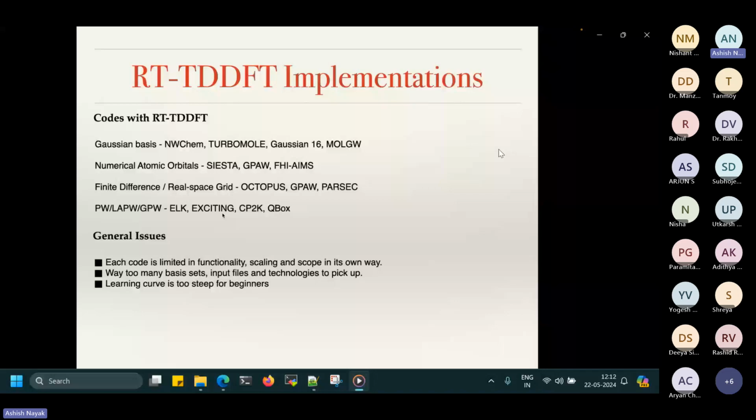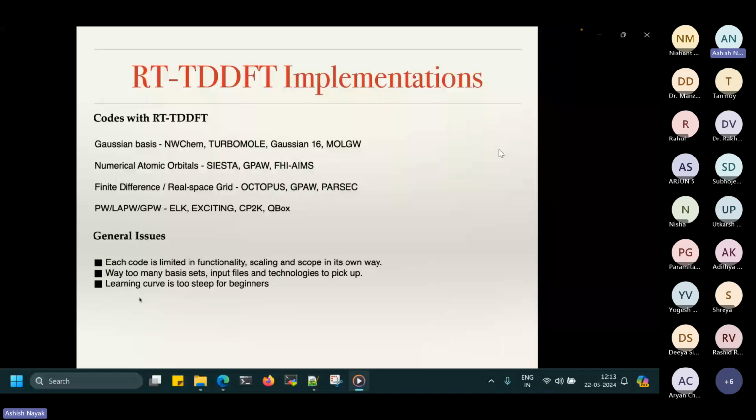However, given all these codes, what I have found is that there are some general issues. A lot of these codes have efficient implementations, but from a user perspective, their scope is limited because they don't offer too much in terms of post-processing tools. And sometimes the thing that you need the most is not implemented, so you have to switch codes. But with every code switch, you have to learn the code and learn to make it efficient. There are way too many basis sets, input files, and technologies to pick up, which makes the learning curve a little too steep for beginners.